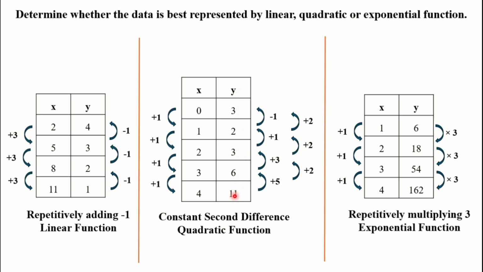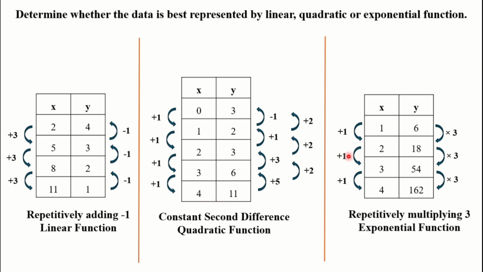You can see here 11 minus 6, 5, 6 minus 3, 3, 3 minus 2, 1, 2 minus 3, minus 1. The difference is not the same. Again we find the difference. We get 5 minus 3, plus 2, 3 minus 1, plus 2, 1 minus minus 1, plus 2. Here we get the second difference as the same, meaning constant second difference. So here we can say that the quadratic function is best suited for fitting this given data.